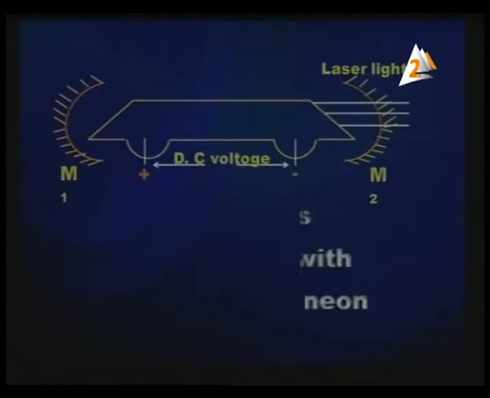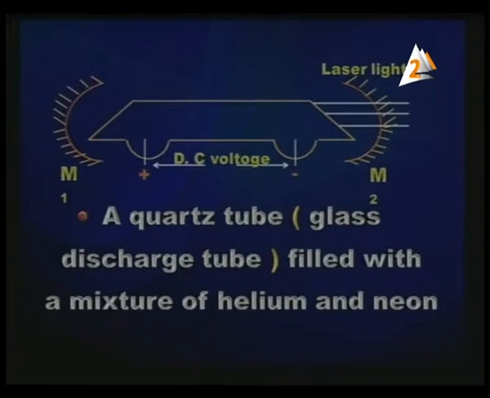So we've got a quartz tube. It is a glass discharge tube filled with a mixture of helium and neon atoms. The question is why helium and neon? Because the metastable energy levels of both of them are so close. So we've got a quartz tube filled with a mixture of helium and neon.